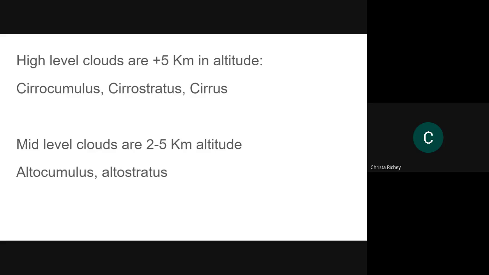You don't think so? Mid-levels are somewhere between 2 and 5 kilometers. Yes, there is a little bit of overlap on both sides, but in general, that's where your alto clouds are. There are way more than this. These are just a couple examples of each particular range.